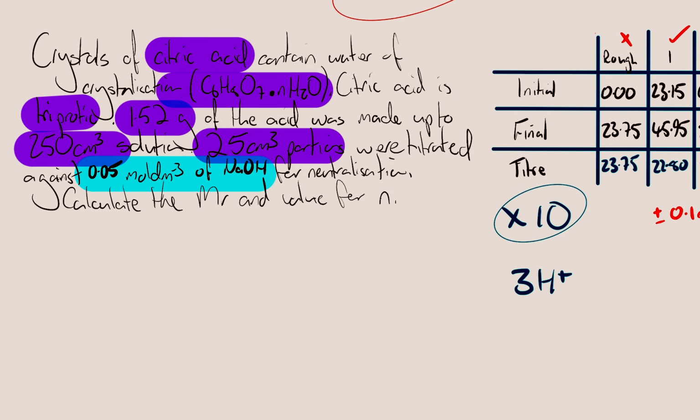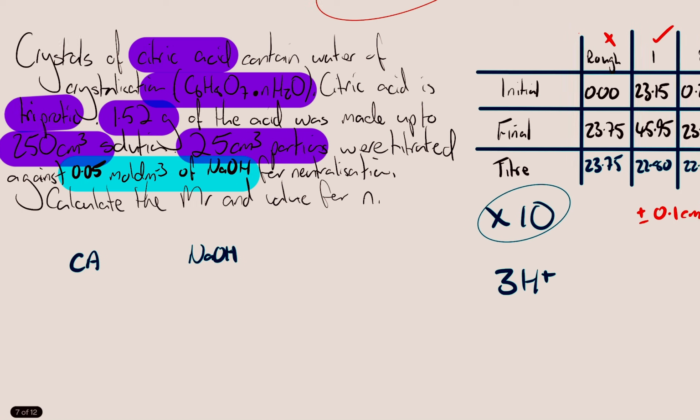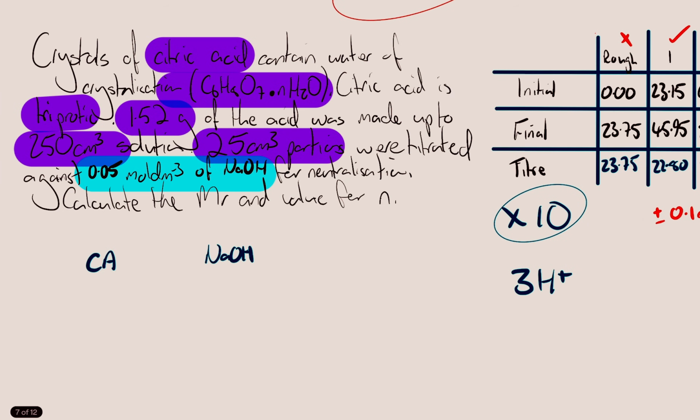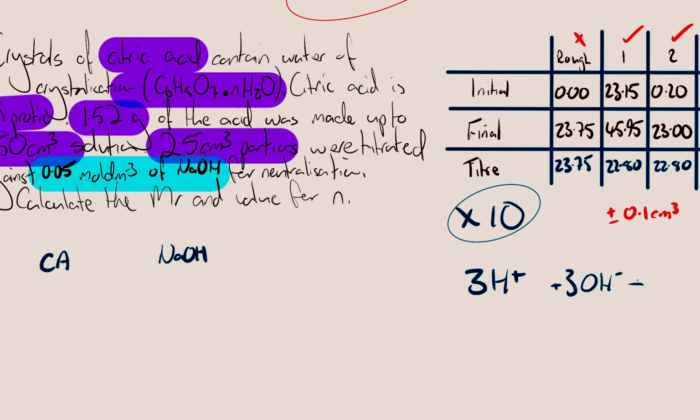Okay, now let's start putting our information in place. So I've got my citric acid. Let's just call citric acid Ca for now. And we've got NaOH. So we've got 3H plus because we're already told that it's triprotic. We've only got 1 OH minus coming from the NaOH. So we're going to need 3 of those.